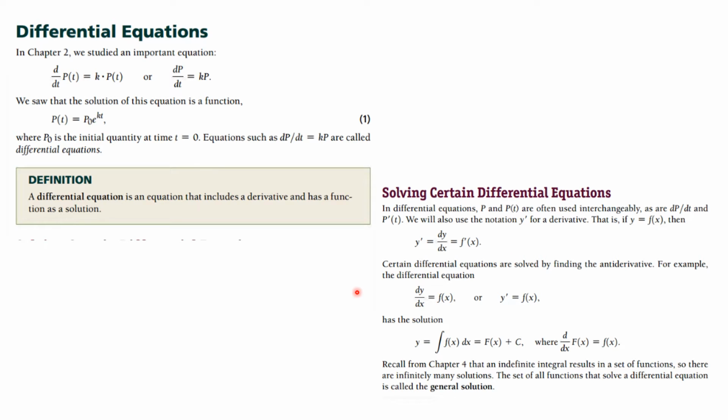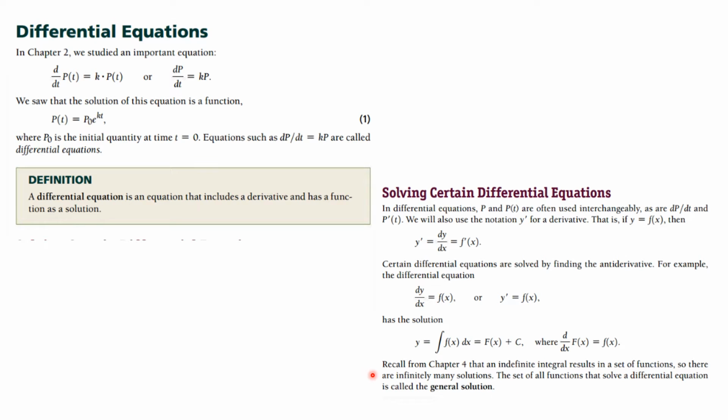Now, certain differential equations are solved just by finding the antiderivative. For example, we know dy/dx is equal to f of x, or y prime equals f of x. What we can do is basically multiply, or at least it appears we're multiplying, both sides by dx, and so we'll have dy is equal to f of x dx. So we integrate both sides. The integral of dy is y, and this is the antiderivative of f of x dx, and that's capital F of x plus c, where the derivative with respect to x of capital F of x is equal to lowercase f of x. Now that's what we've done before.